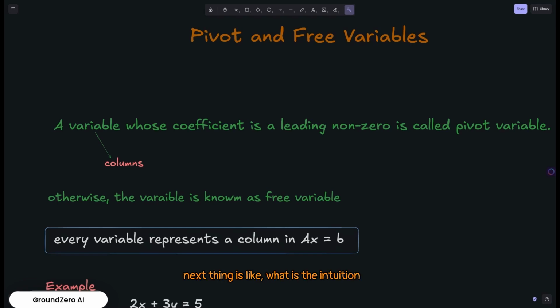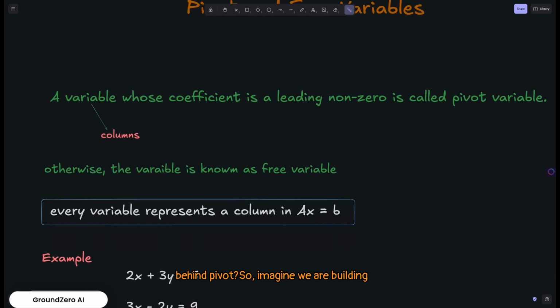So the next thing is, what is the intuition behind pivot? Imagine we are building a structure like a bridge or a house, and each pivot is kind of analogous to a critical pillar or support. Just remove it, and the structure changes fundamentally. So mathematically, a pivot position identifies which variable or column brings genuine new information. As I said, it's a leading non-zero, right?